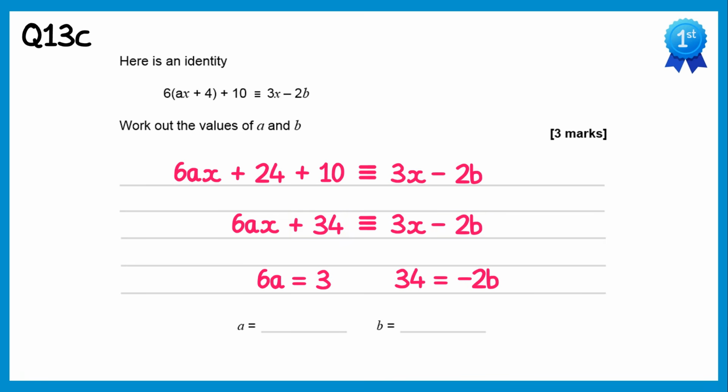We can then solve both of these equations. To solve the left equation, divide by 6 on both sides, which gives you a equals 0.5 or a half, and on the right one divide by -2, which gives b equals -17.